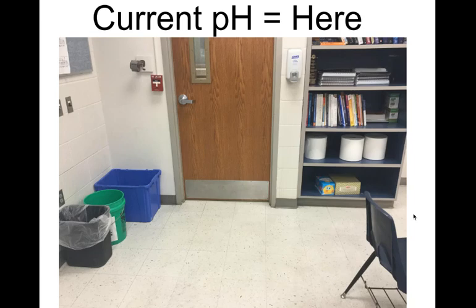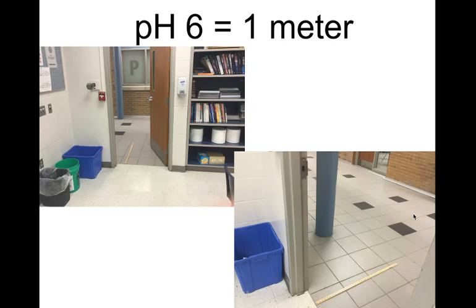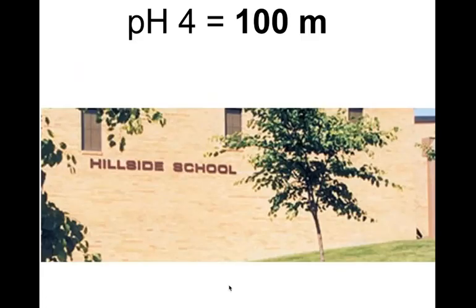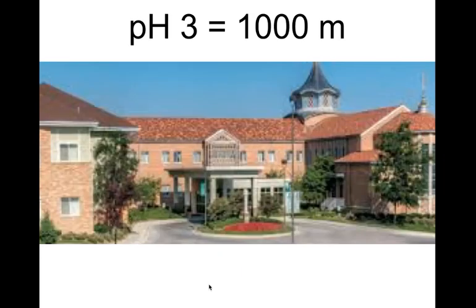If the pH of 7 is right at our classroom, pH of 6 is going to be 1 meter outside the classroom, right here. pH of 5 is going to be 10 meters, and that'll put us on the other side of Mr. Pashto's room, at the main hallway, basically facing his door. pH of 4 puts us 100 meters away. 100 meters from my classroom going west puts us roughly at the entrance to Hillside. pH of 3, which is 1,000 meters, is roughly 90th and Western.